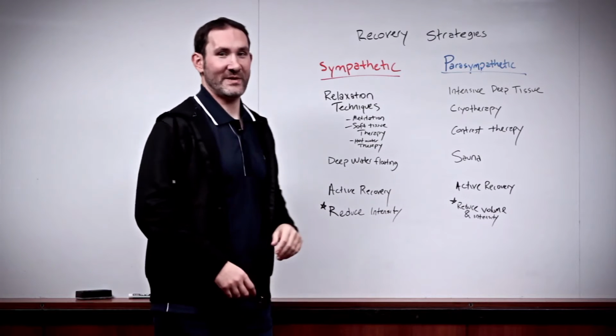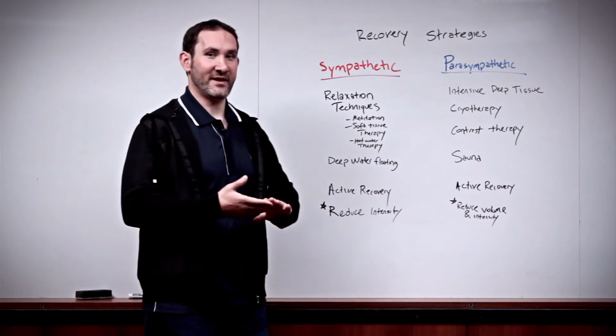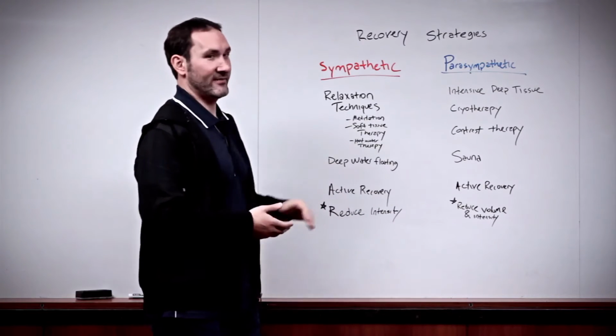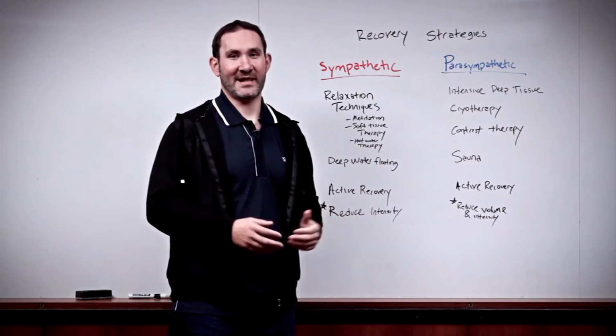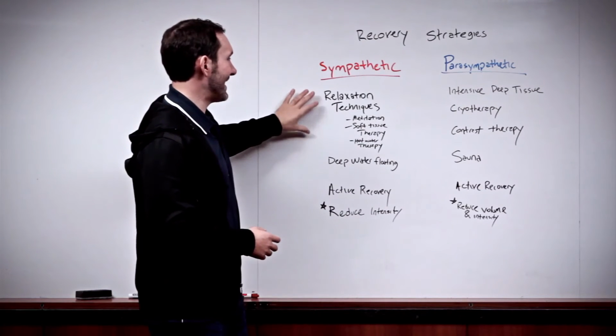Well, first we can use relaxation techniques, whether it's meditating, whether it's soft tissue therapy that's meant to be relaxing, whether it's stuff like sitting in a hot tub and some hot water relaxation stuff. We want to reduce the sympathetic tone, okay? So we want to use relaxation techniques.